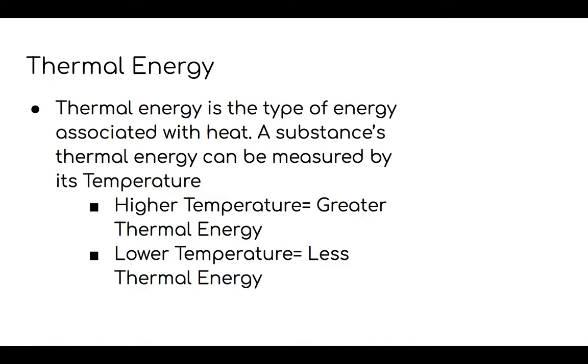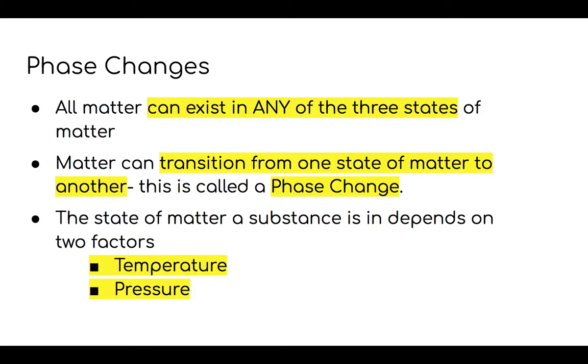So, one thing that we need to know before we move on to the rest of our lesson is what thermal energy is. Thermal energy is the type of energy associated with heat. How we can know a substance's thermal energy is by measuring its temperature. Substances that are at a higher temperature have greater thermal energy, and substances that are at a lower temperature have less thermal energy. So keep that in mind as we go through the rest of our lesson.